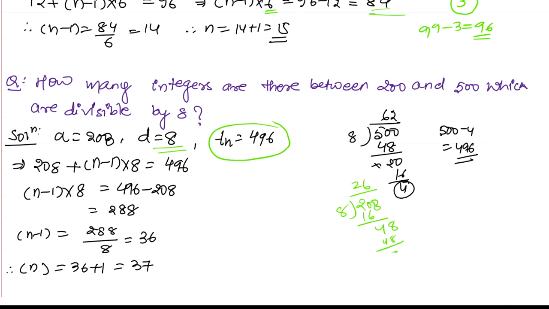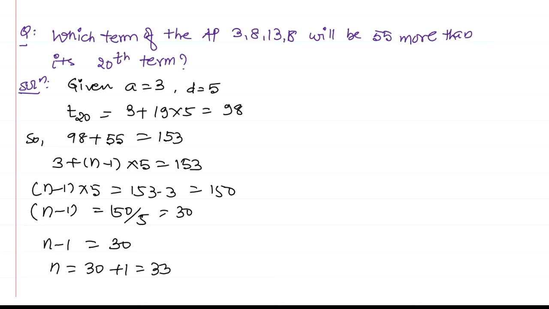Clear? No doubt? Okay. So let's take one more example. Next question is: which term of the AP 3, 8, 13, 18 will be 55 more than its 20th term? So I don't know the 20th term of the AP, right? So this particular question is going to be solved in two parts. In the first part, we need to find out what is the 20th term of the AP 3, 8, 13, 18 and so on.